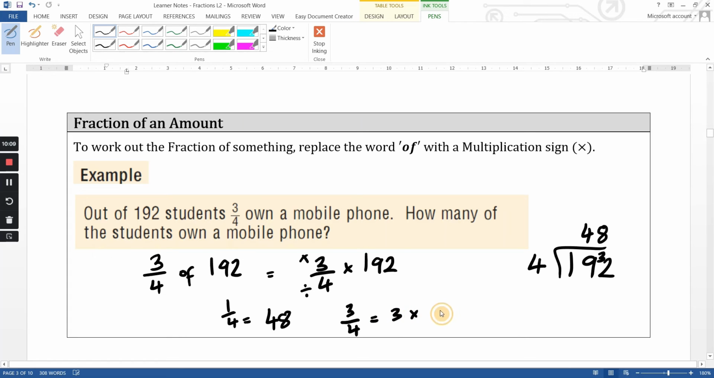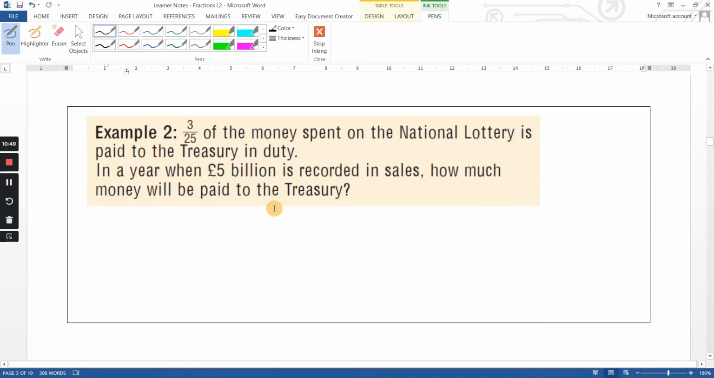So 3 times 48. Again, let's do it like this, without a calculator. 8 3s are 24, carry the 2. 4 times 3 is 12, plus the 2 is 14, so you get 144. So my answer is 144 students. You can just put 144, that's fine. It's a really good way of doing it without your calculator. Me personally, I would always divide by the bottom and multiply by the top to get your answer. Let's have a look at the next one.